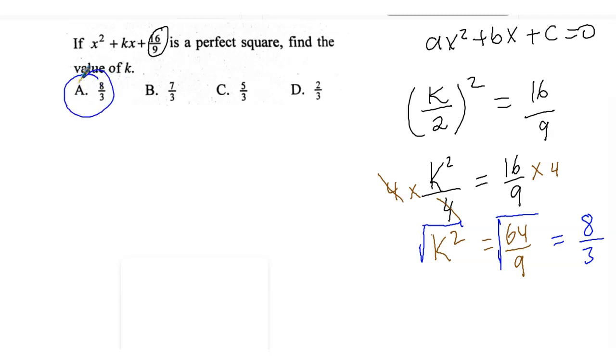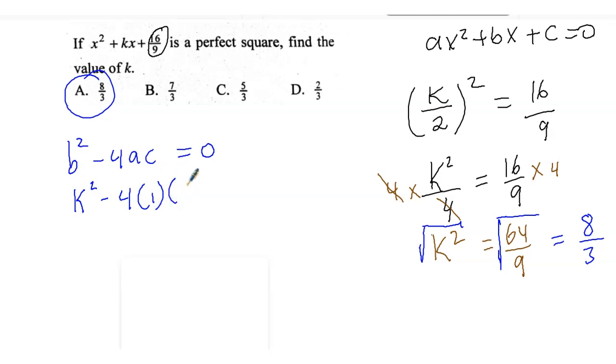So that's the answer. Another way we could also use is the same formula that we used from the other side. You use b squared minus 4ac is equal to 0, and then you put in the values. Here the b is k, so k squared minus 4, a is 1, and c is the number given, 16 over 9, is equal to 0. That will bring you back to what we did in the first method. So continue on, and you see that you get the same answer.